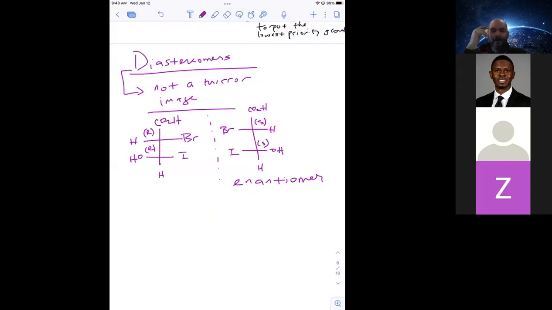So the diastereomers. It's not a mirror image. We haven't gotten to that yet, but we're going to get to it right now. I'm setting it up because we know what the mirror image looks like, but the question is, how many stereoisomers are possible for that compound? How do we know that?